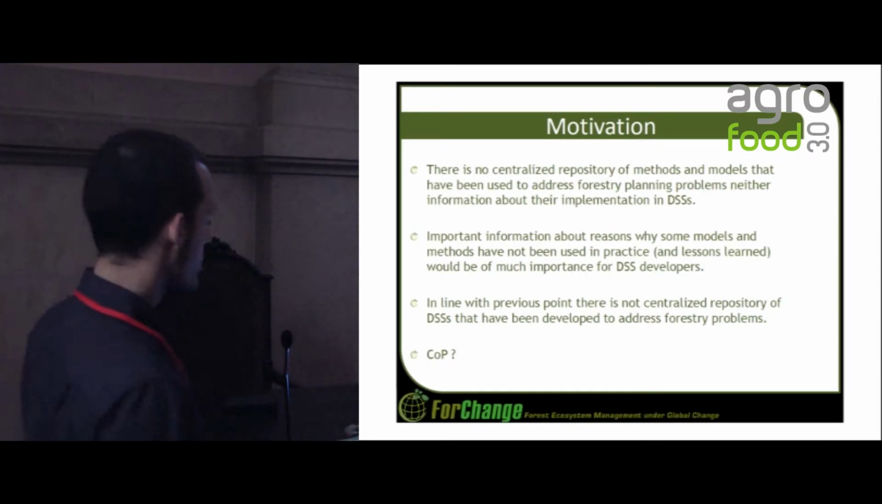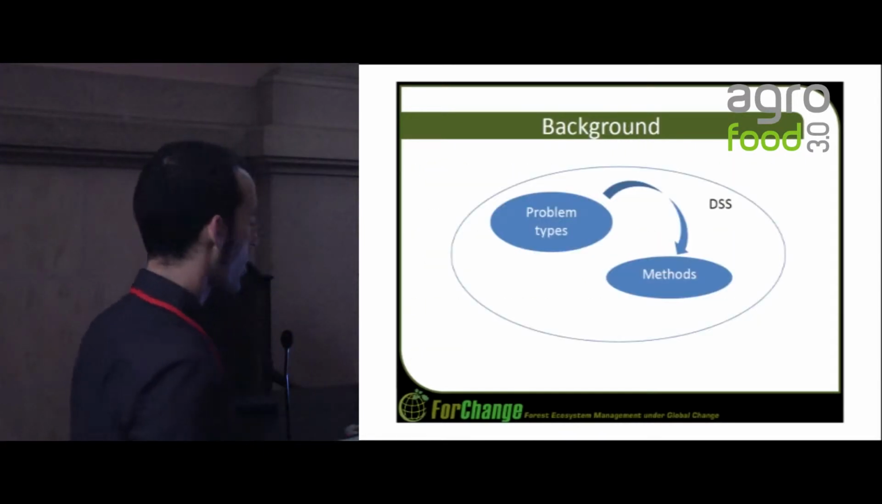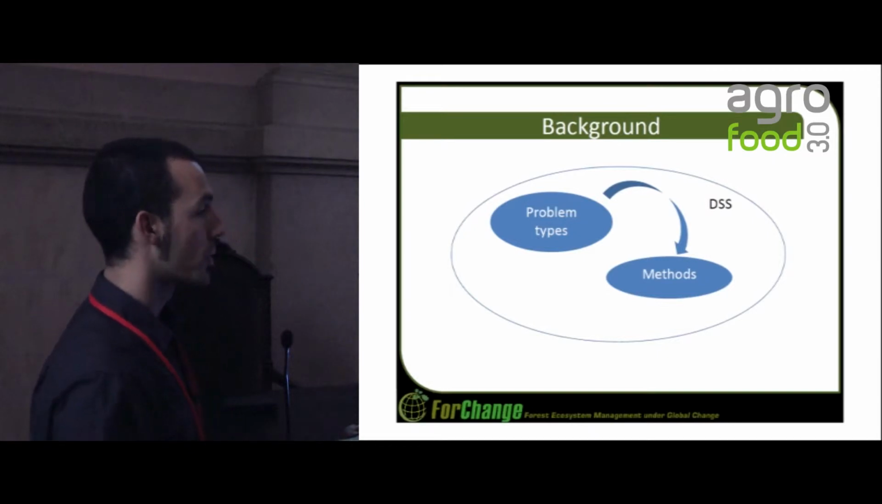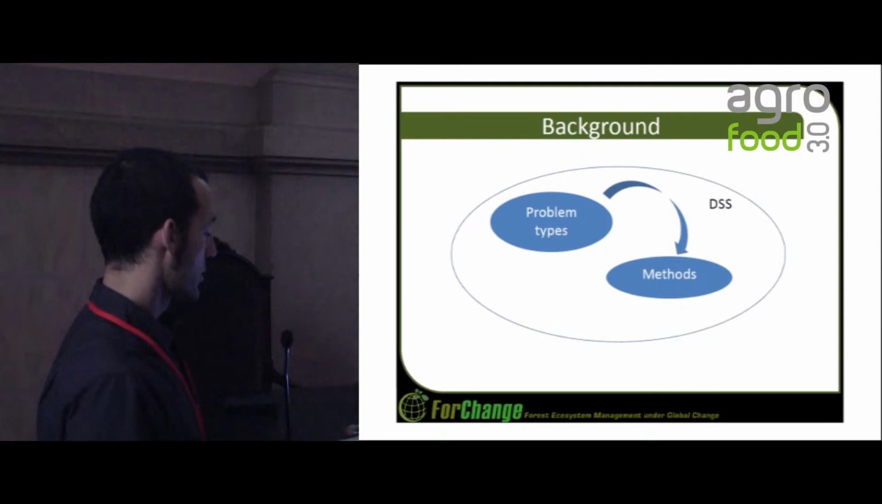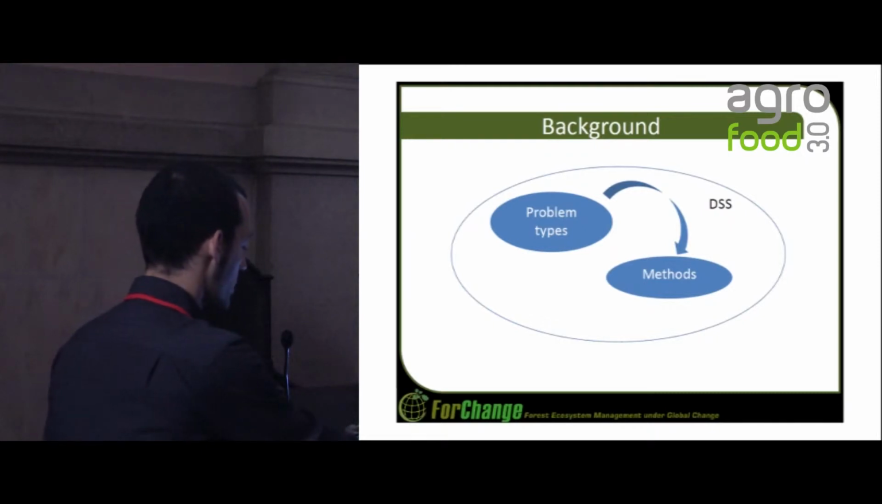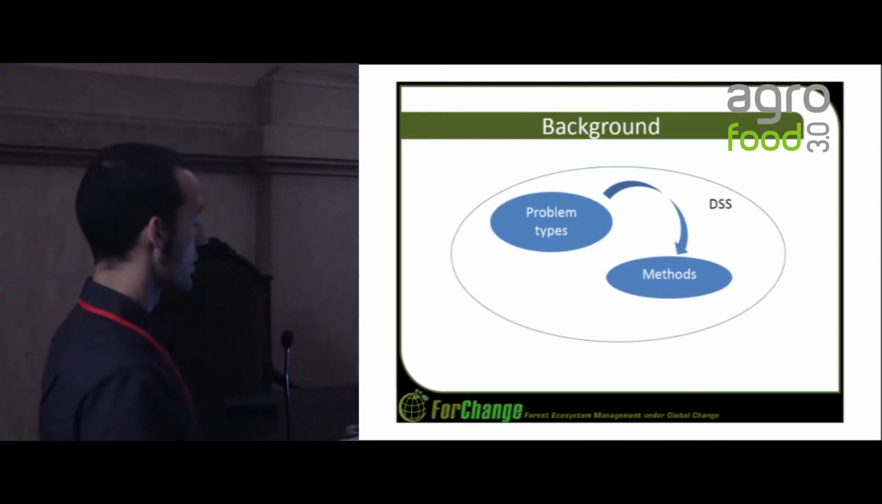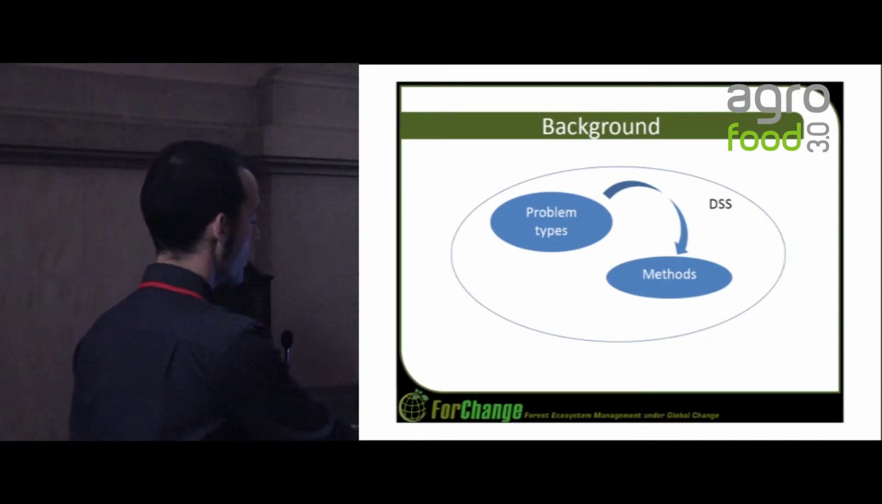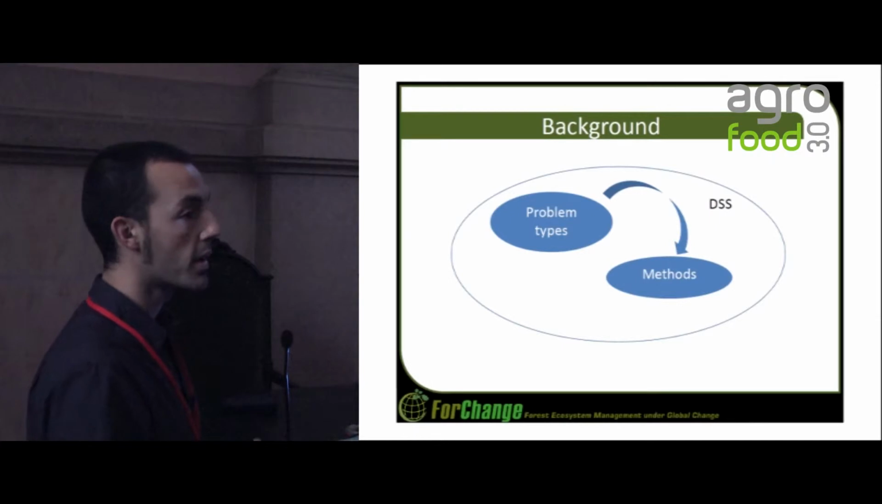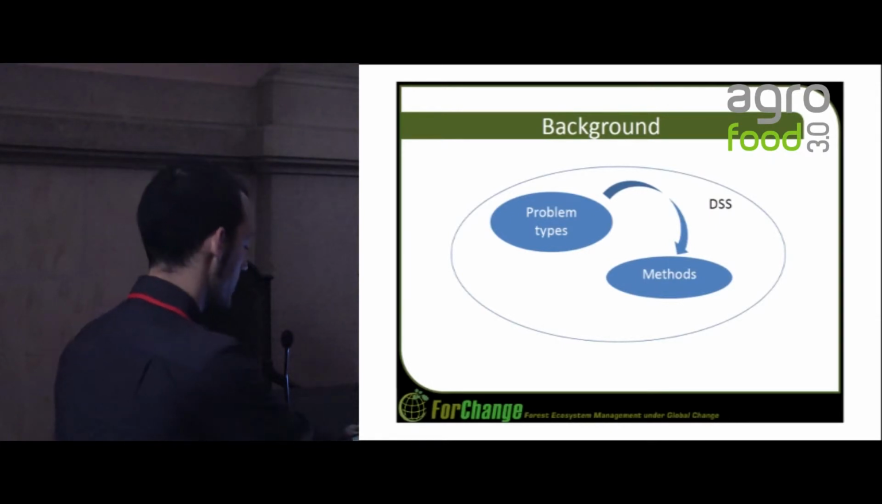So basically the approach that we are following is a problem-oriented approach. So we know that there are planning problems, and when you are facing a planning problem, we know that some methods have been developed to address them, and we want to know which ones have been implemented in decision support systems.